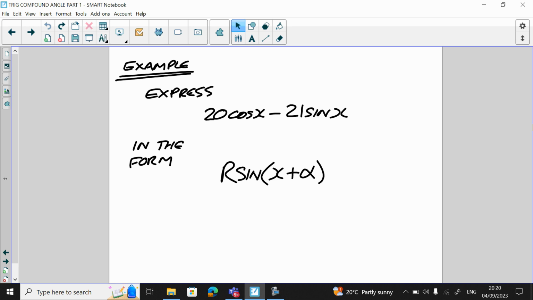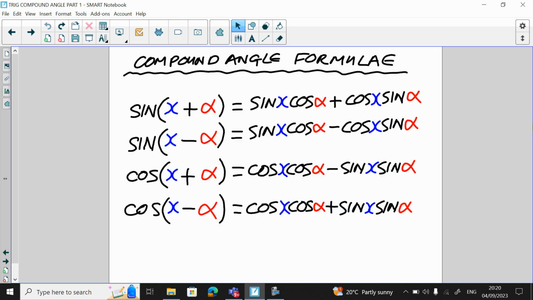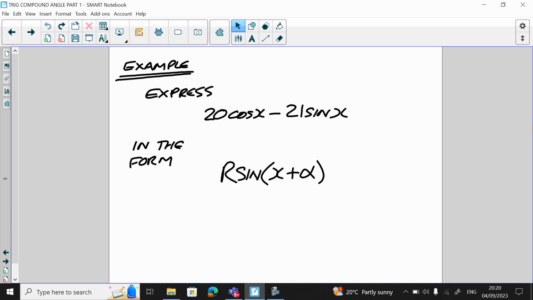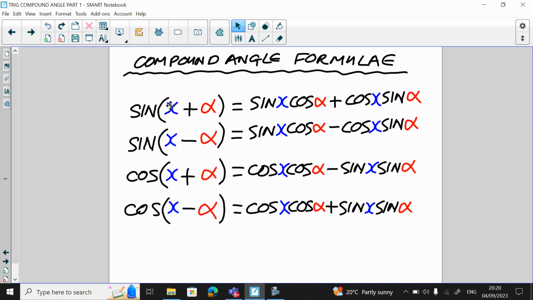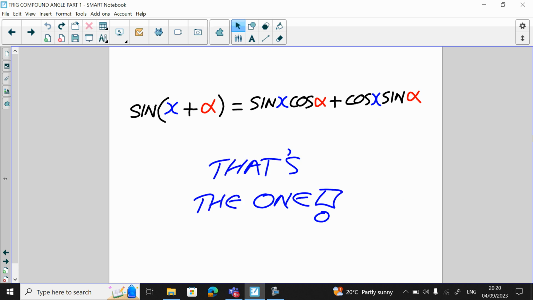Let's go for another one. Express 20 cos x minus 21 sin x in the form R sin(x plus alpha). Because it's R sin(x plus alpha), we need to look at the formula sheet. It's sine and plus, that's the top one there. That's the one that we're looking for.